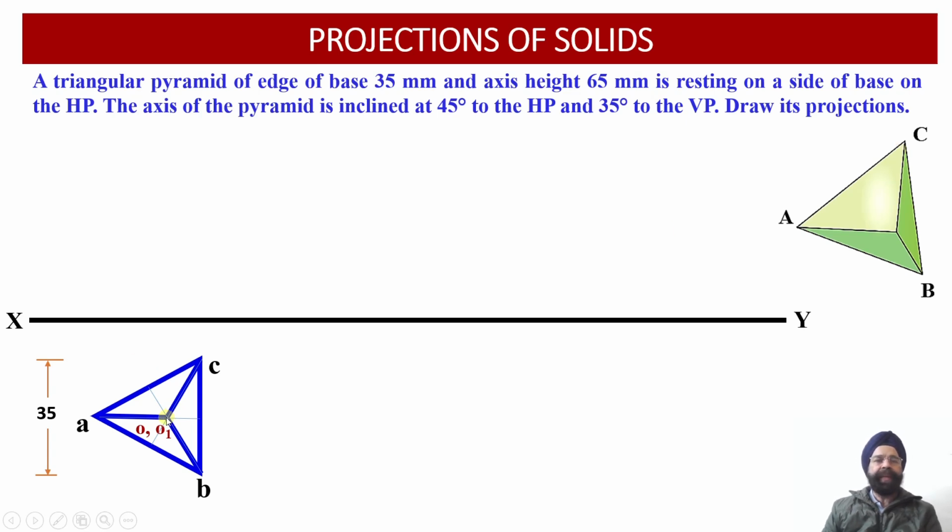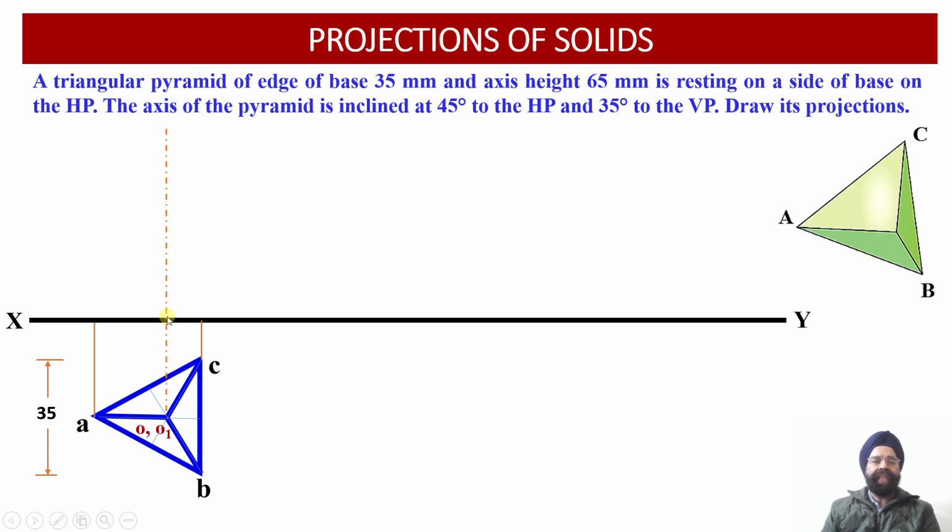Now having completed the top view projections of this triangular pyramid, let us proceed with the construction of the front view projections. We know that this is the axis point. Here we have drawn the axis O O1. Point O is the apex point, while point O1 is the axis point available to us on the base of this triangular pyramid.